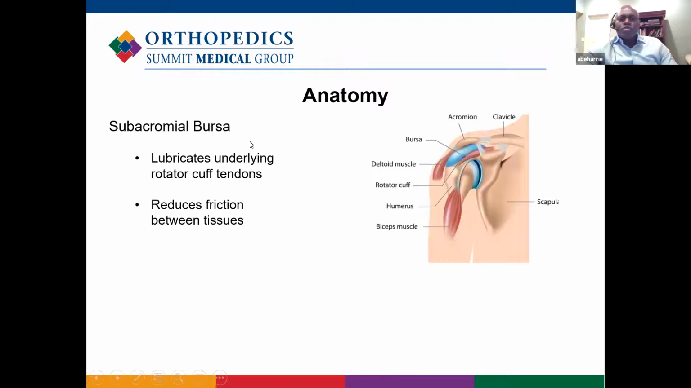Another important part of the shoulder is the subacromial bursa, and we have bursal sacs in many joints. The bursa is basically a thin sac of fluid that serves as a low friction interface. And in the shoulder, the subacromial bursa, and subacromial just refers to the fact that it sits below the acromion. The subacromial bursa provides a low friction interface for the rotator cuff and cushions the rotator cuff, especially as the arm is raised overhead so that there's less impingement from the acromion.